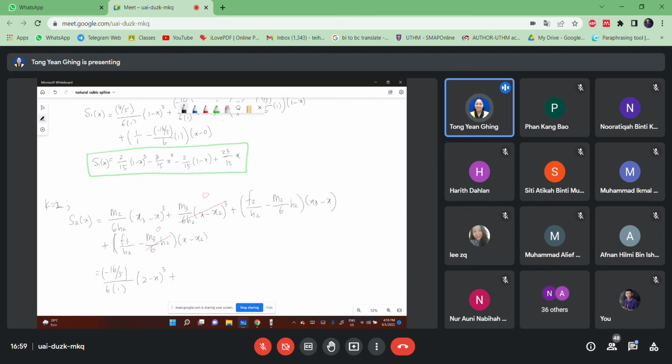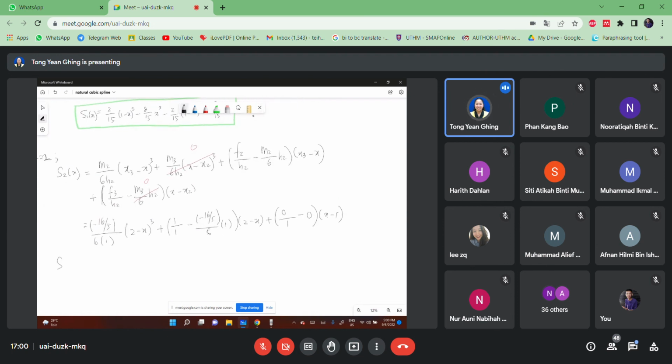So F2 berapa? F2 is 1, is it correct or not? 1 over 1 minus M2 is negative 16 over 5 divided by 6 times with 1. X3 is 2 minus x plus with F3. 0 over 1 minus M3 is 0. So this one is x minus x2 is 1.